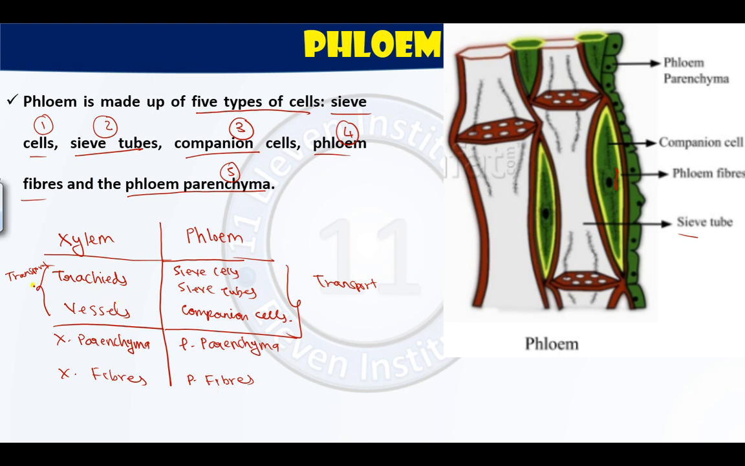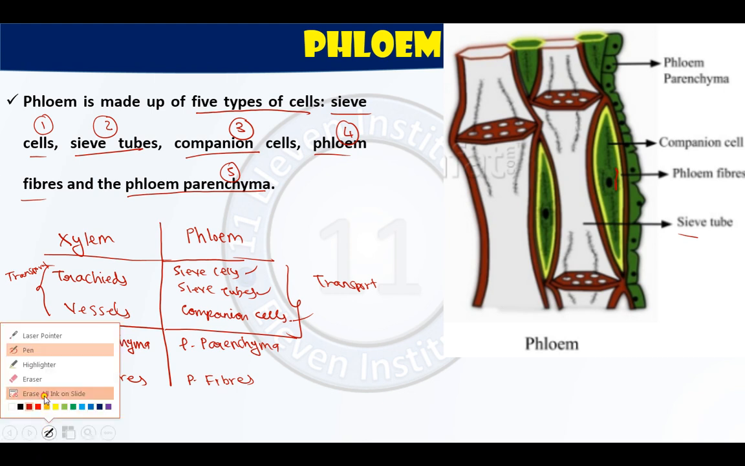Tracheids and vessels were responsible for transport of water in xylem. Instead of tracheids and vessels, here we have sieve cells, sieve tubes, and companion cells which play an active role in transportation of food. I hope this comparison is clear to you. Let us move ahead.